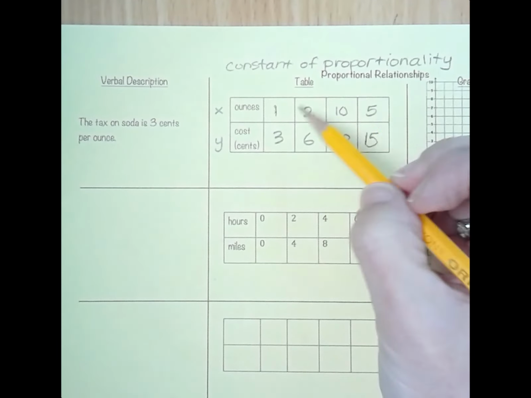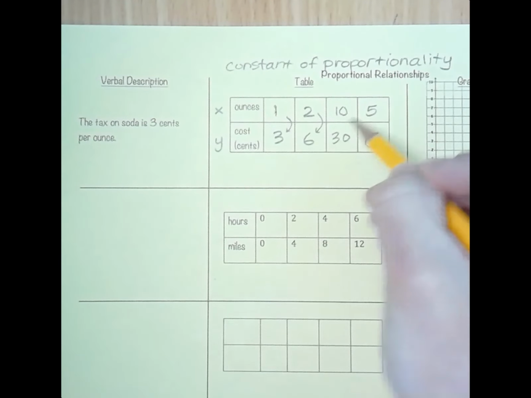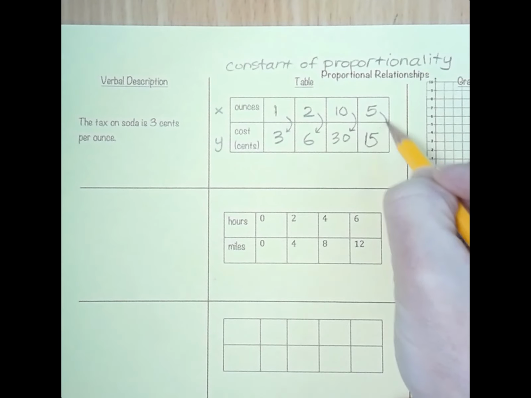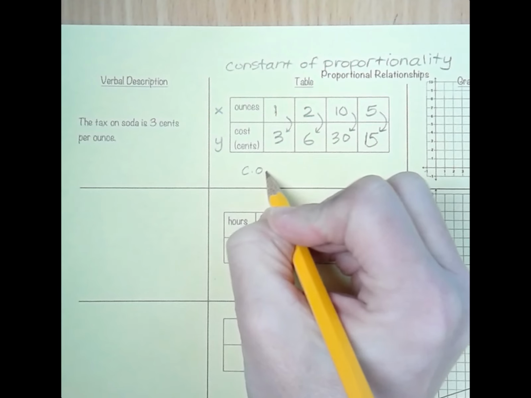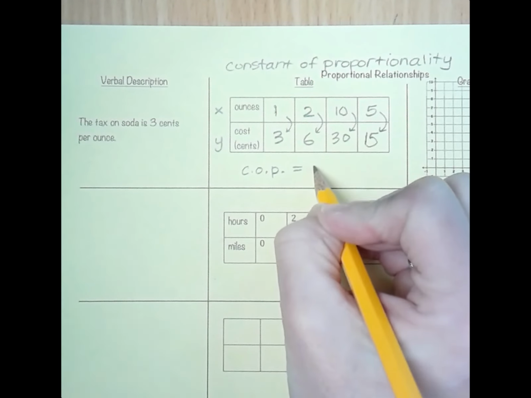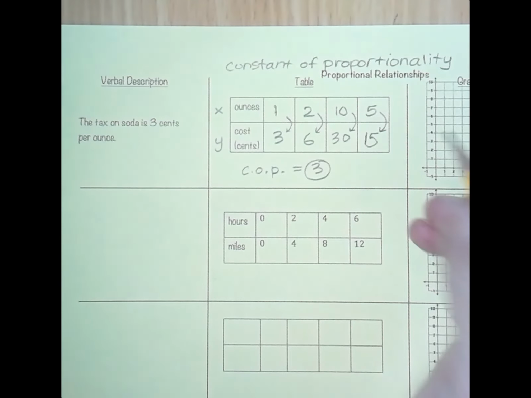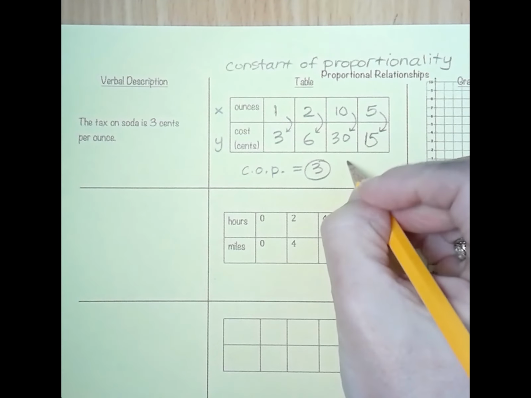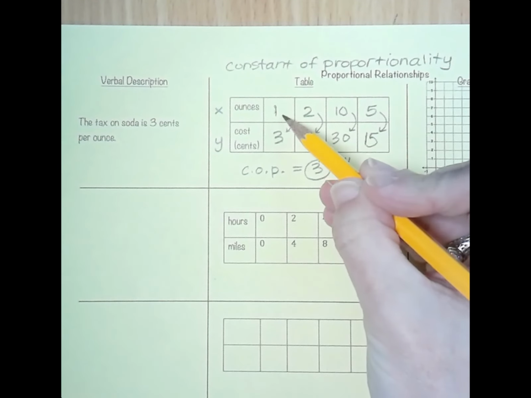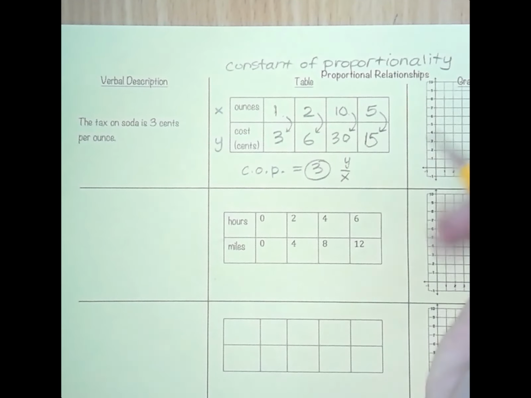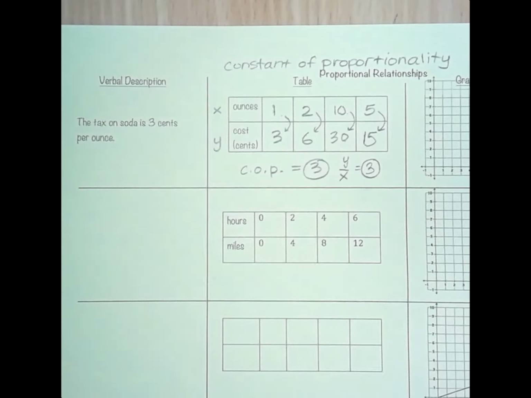Okay, so here's a table with a proportional relationship. You can see that the X value, or the ounces, is always multiplied by 3. So our constant of proportionality is that special multiplier, which in this case is 3. Another way to determine it is if you take the Y divided by the X for each of these, 3 divided by 1, 6 divided by 2, 30 divided by 10, that will always come out to be 3 also. Let's look at the graph.